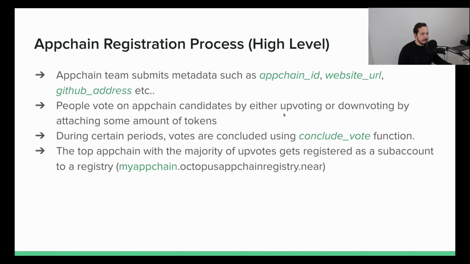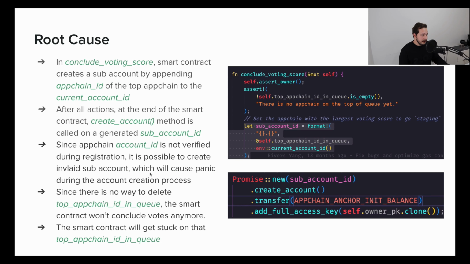So as I explained before, Appchain teams submit all that data, Appchain ID, website URL, GitHub address, and they vote for candidates. And during certain periods, votes are concluded using the conclude vote function. At the top, the Appchain with a majority of upvotes gets registered as a sub-account. So we have octopus-appchain-registry.near, and our supplied Appchain ID gets registered like this. For instance, my-appchain.octopus-appchain-registry.near. So what's the issue?